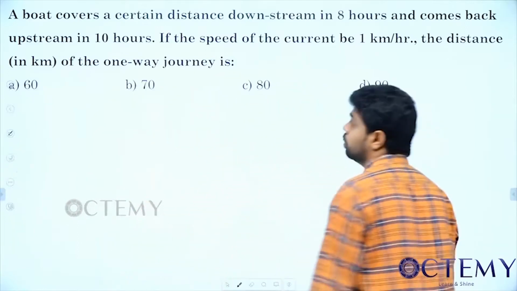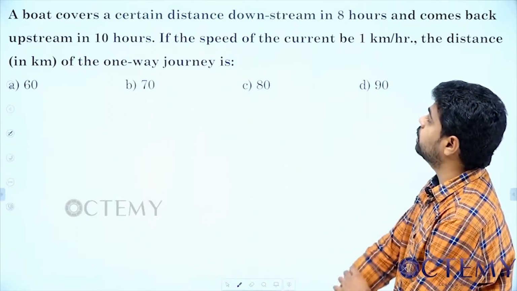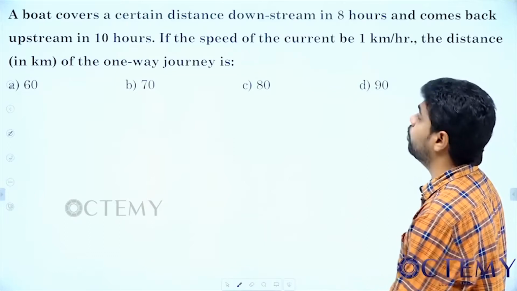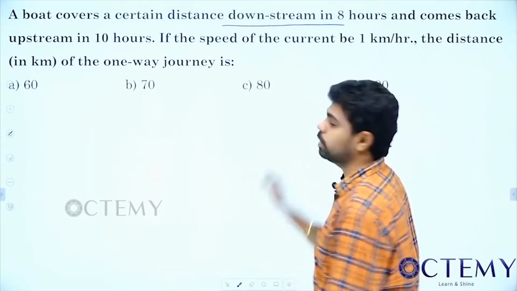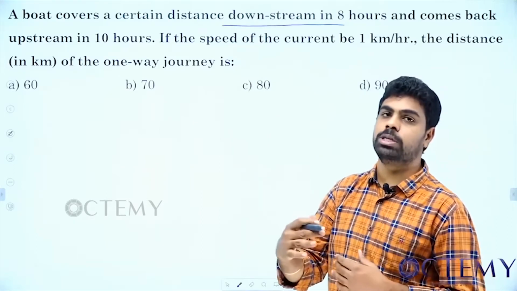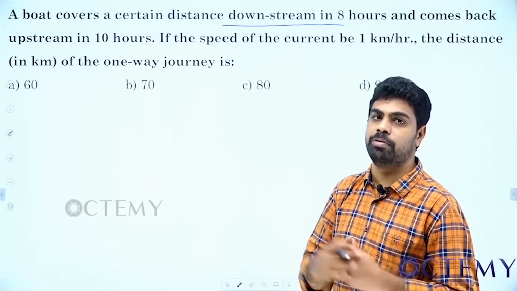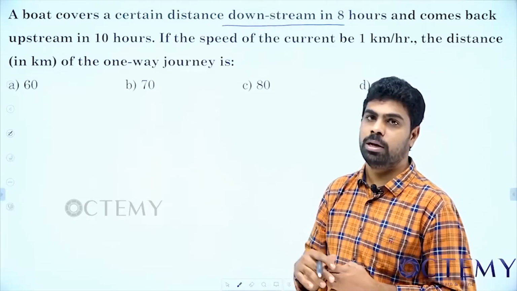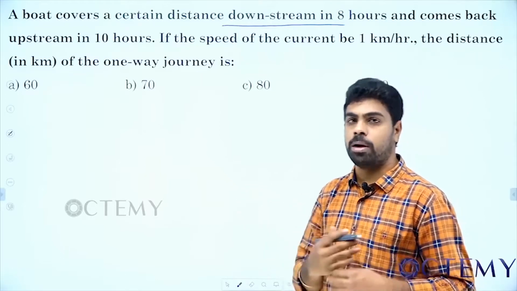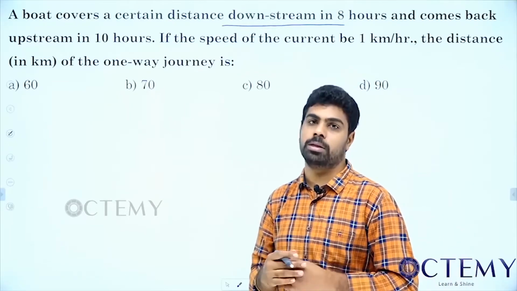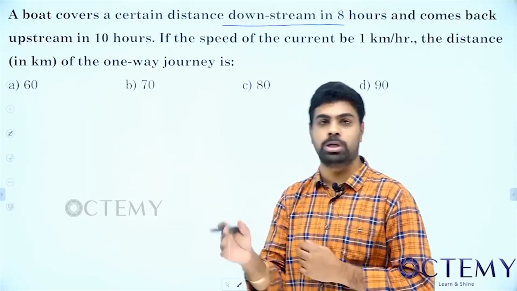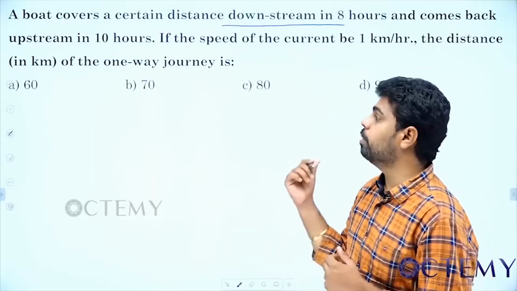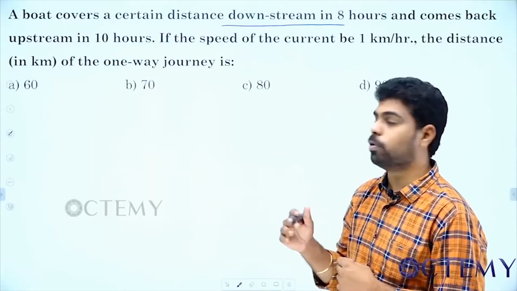Next question. A man covers a certain distance downstream in 8 hours and comes back upstream in 10 hours. So it means he is going and coming back the same distance. While going downstream, as the water pushes him, his speed will be more, so he will cover it fast. When he is coming opposite to the stream, his speed will be less because the water is pushing him backward. So his speed will be low, so it will take more time.